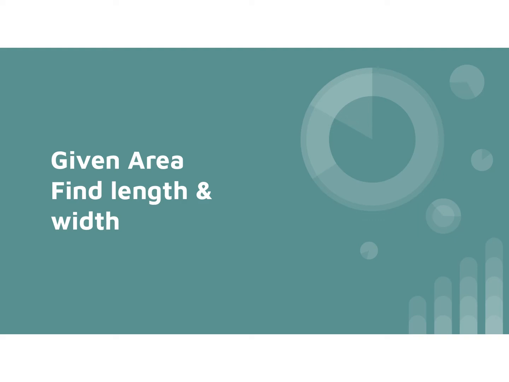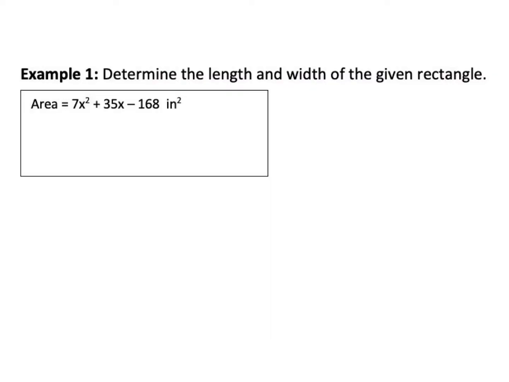In this lesson, we're going to work in the opposite direction than we've previously been working with polynomials. So, given an area, we're going to find the length and the width. We're going to look mainly at rectangles, and remember that with a rectangle, area is equal to length times width. So I need to find two things that would multiply together to give me this polynomial right here, the 7x squared plus 35x minus 168.